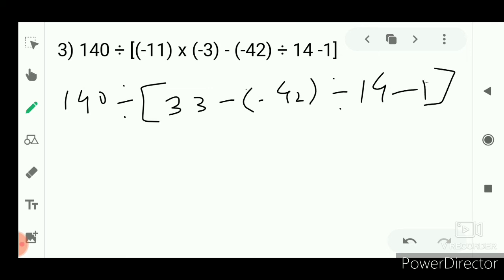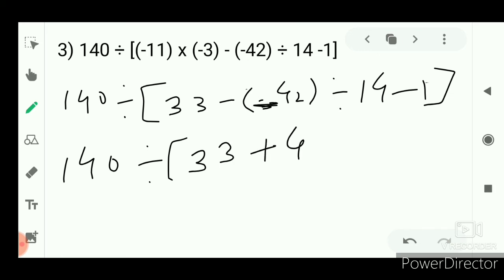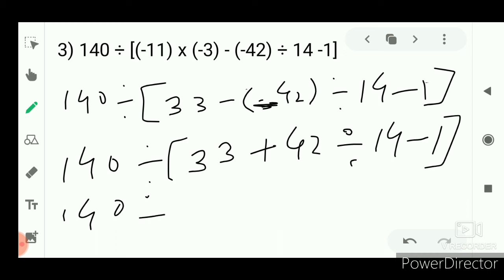Now here one bracket is present, the innermost bracket is minus 42. We have to solve this first. Okay, so it will give 140 divided by, the bracket will remain as it is, 33, minus into minus will give plus 42 divided by 14 minus 1, the bracket will remain as it is. Now it will give 140 divided by, now we have to solve this bracket.